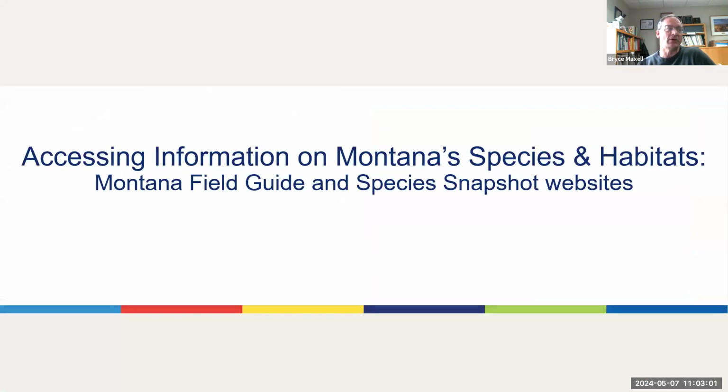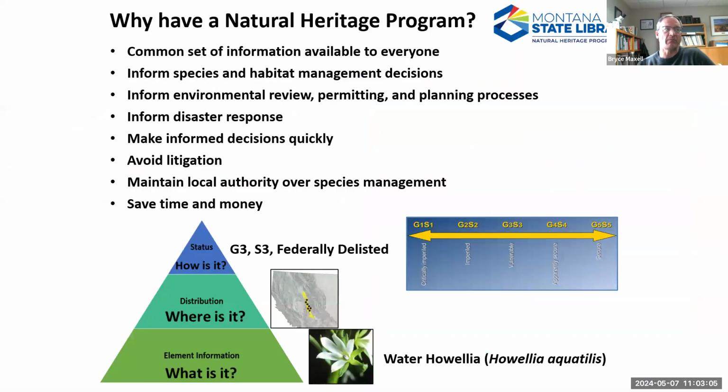First, I wanted to give you some background on the Montana Natural Heritage Program, i.e. why have one? What do we do? We are based in statute under the state library to manage information on the flora and fauna of Montana. And we're part of a broad network of heritage programs that are across the US and Canada. All those programs try to do similar things, summarized in this bottom right triangle of this slide.